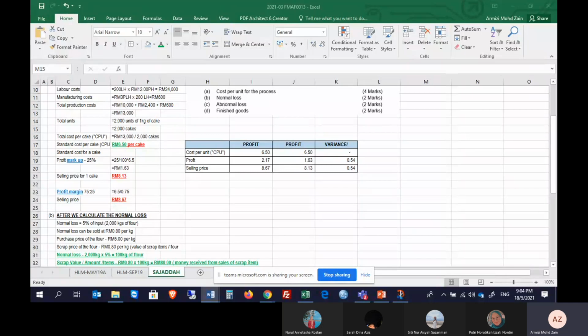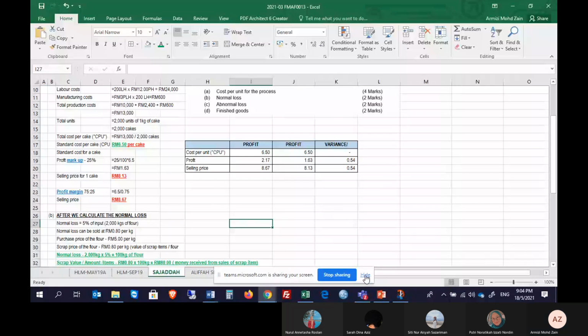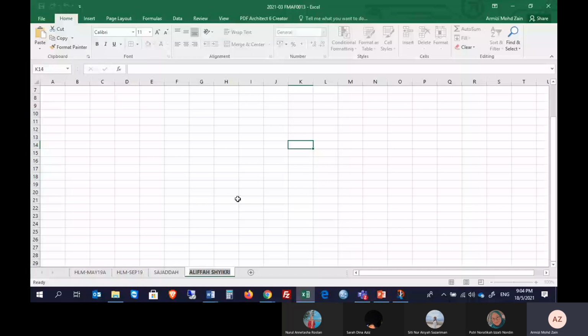Okay. Kita rehat dulu selama 10 minit sebelum kita buat another one. Inilah Alifah Syukri. Rename Alifah Syukri. Okay, kita rehat sekejap. Alifah Syukri. Okay, rehat sebentar.